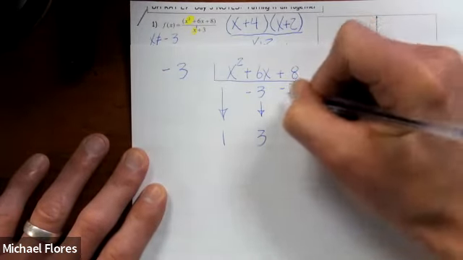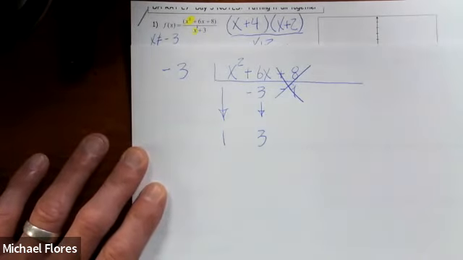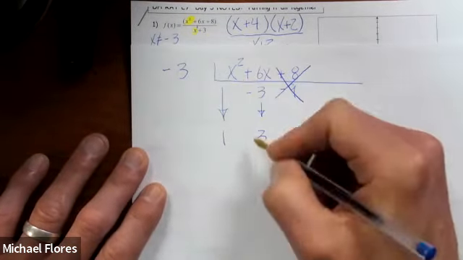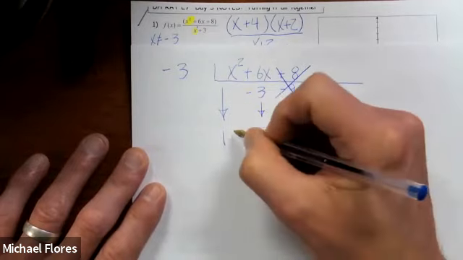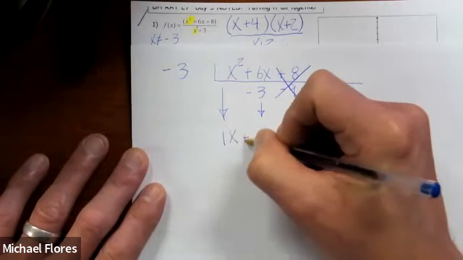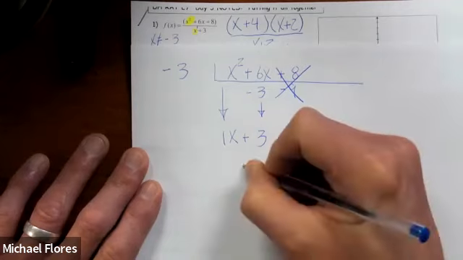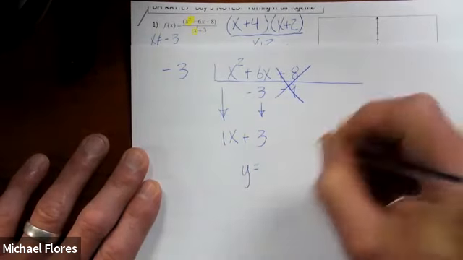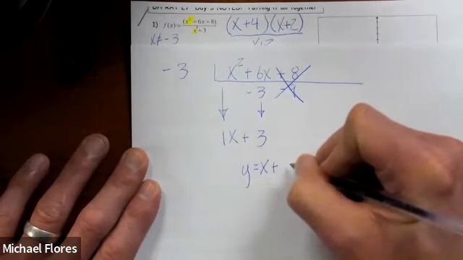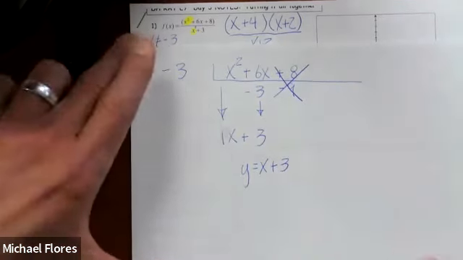This is our remainder, but don't worry about the remainder. It does not matter here. Now we're going to bring down our variables. X squared becomes x. And this will no longer have a variable. So our slant asymptote is y equals x plus 3. That is our end behavior asymptote.